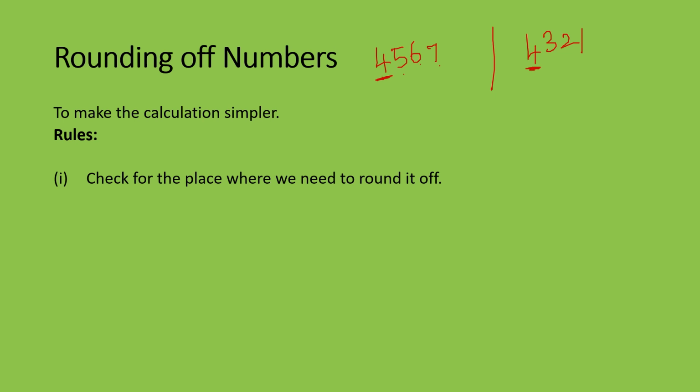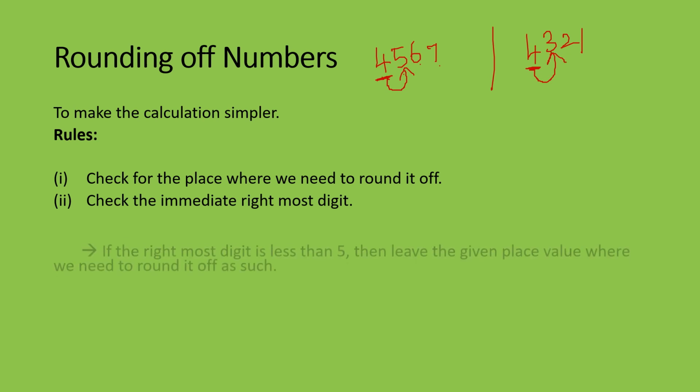So what is my second rule? Check the immediate rightmost digit. What is the immediate rightmost digit for this 4? This is 5. And what is the immediate rightmost digit for this 4? It is 3. Now we'll check the next condition.